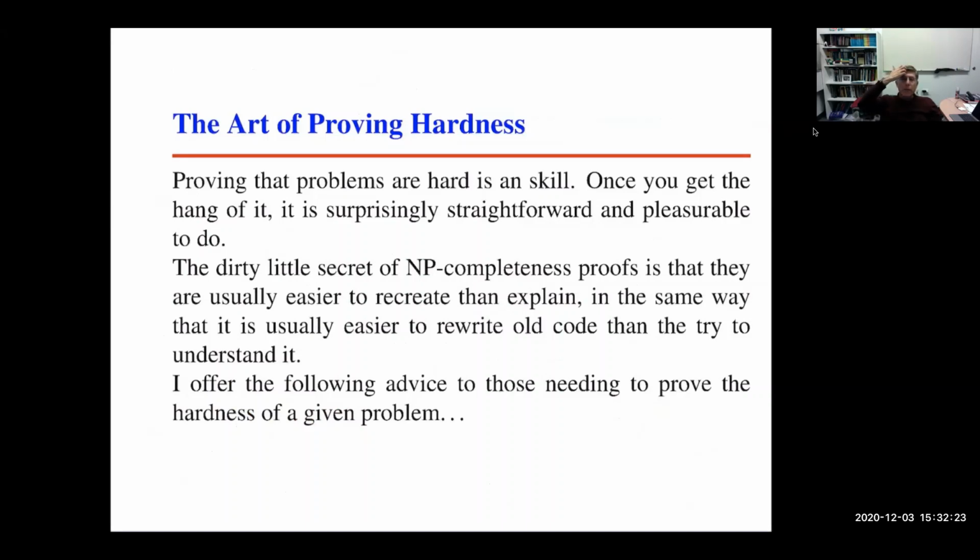Okay, so how do you go about proving that problems are hard? Again, when you look at these reductions, once you understand it, I find proving problems hard a pleasant and straightforward thing to do. And the right way to think about these things is like a piece of code. If I ask you to write a program for doing something, it's usually easier for you to write the code from scratch than to take some diseased code from someone else in the class and try to understand it. Okay? An NP completeness proof is sort of like writing a program, right? So, I find that often they are easier to create from scratch than to try to explain one. Okay? And let me give you the ideas that you go about doing to try to prove that.